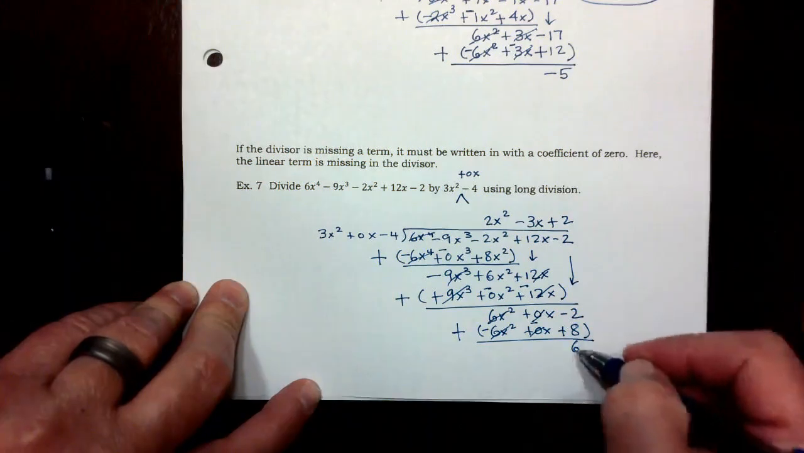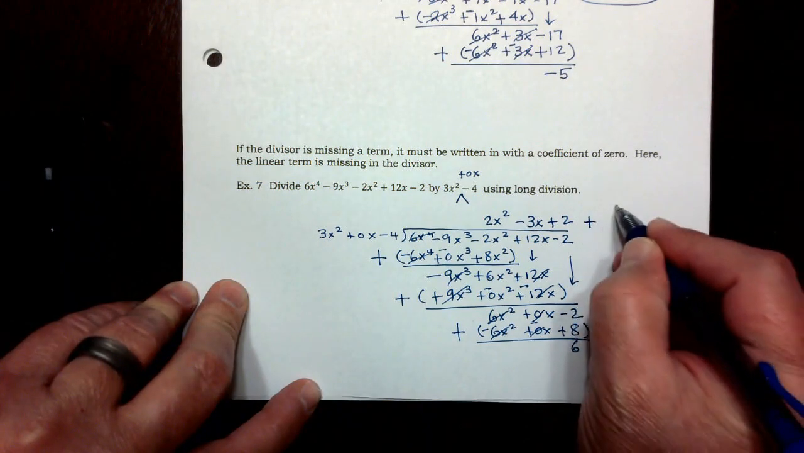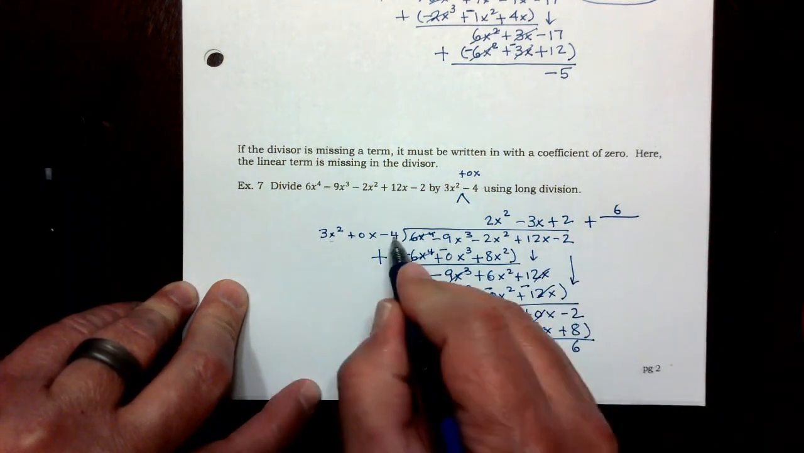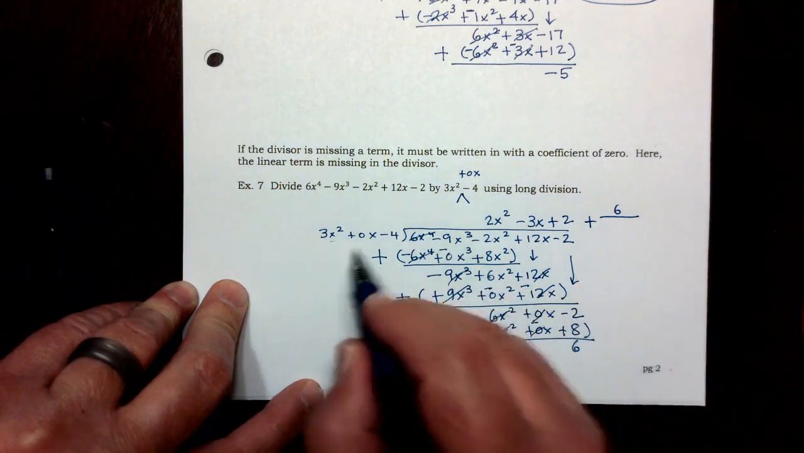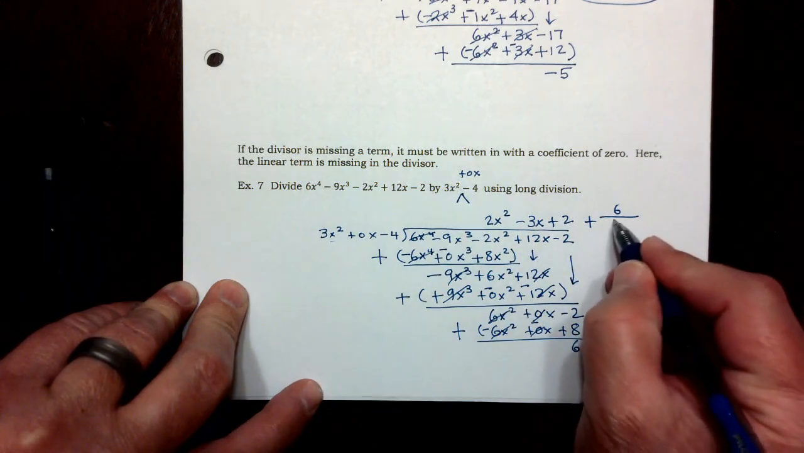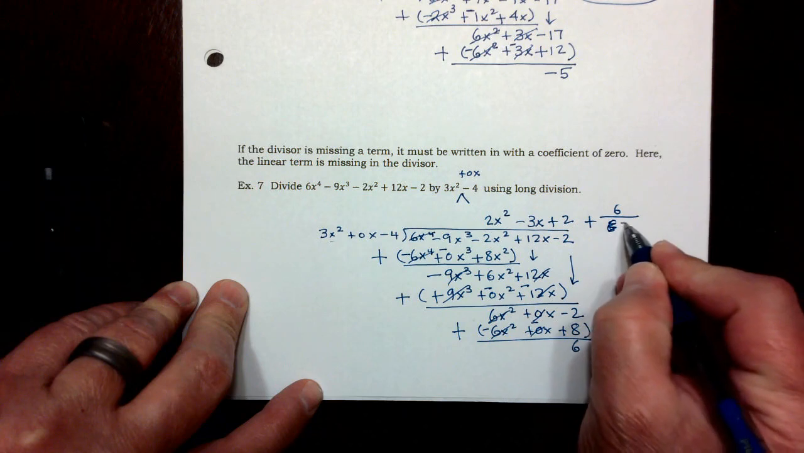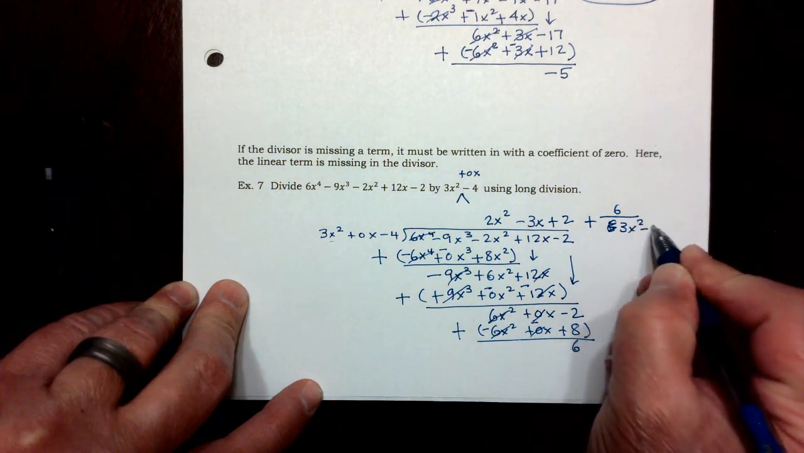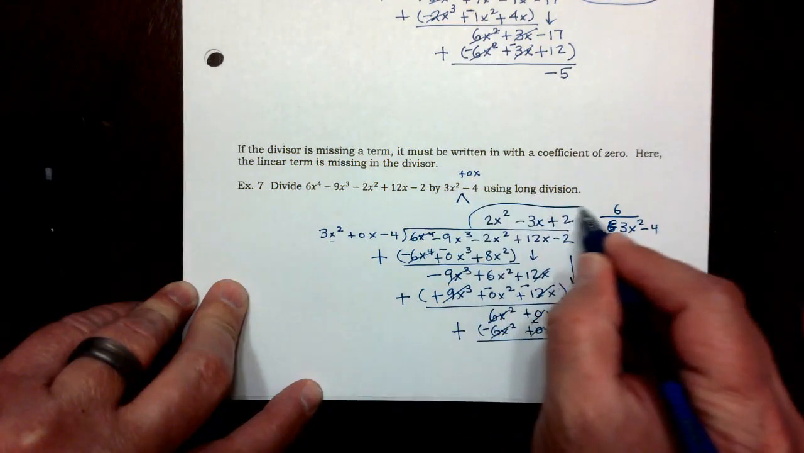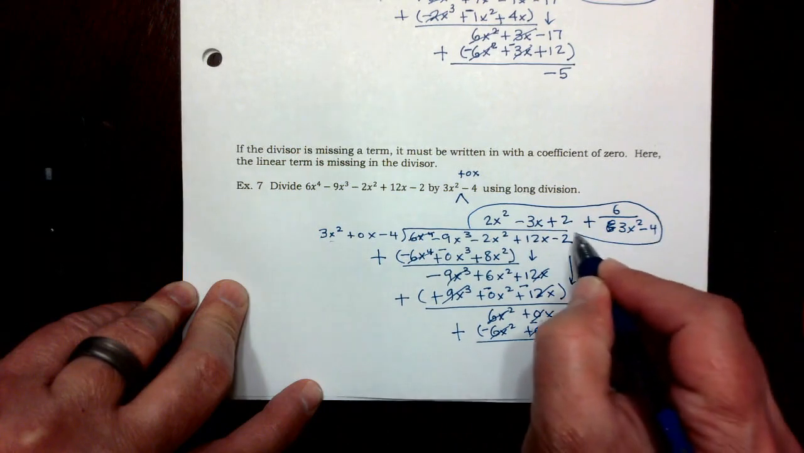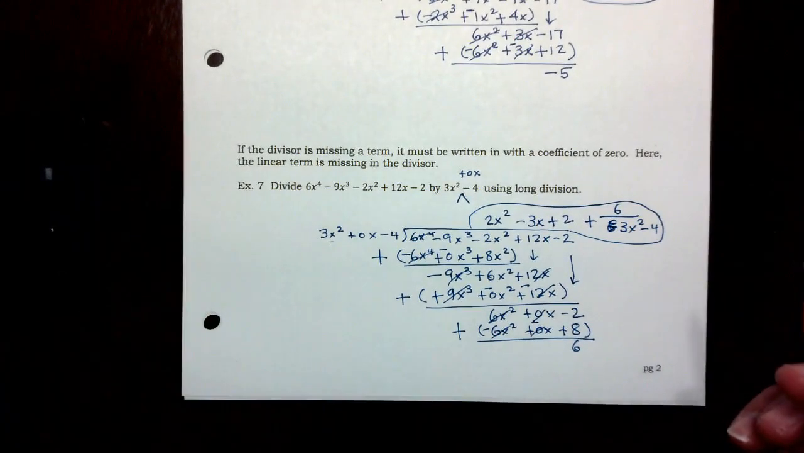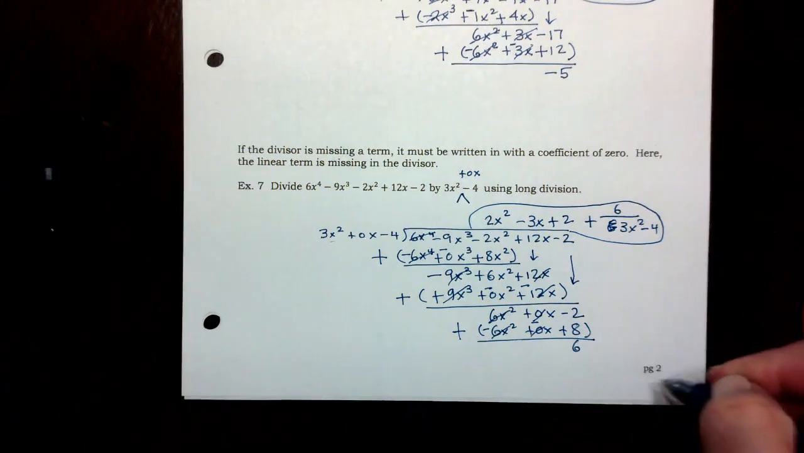So now at this point, you bring that up and say positive 6 over this original expression here. You can actually leave the 0x out at this point. So it's 3x squared minus 4. And there is your complicated looking quotient. And I'm actually going to leave page 3 to the next video. So we'll pause there at the end of page 2.